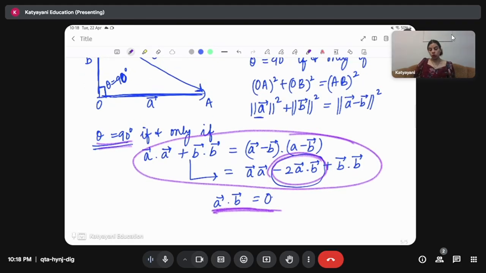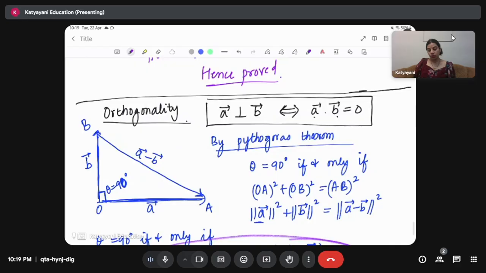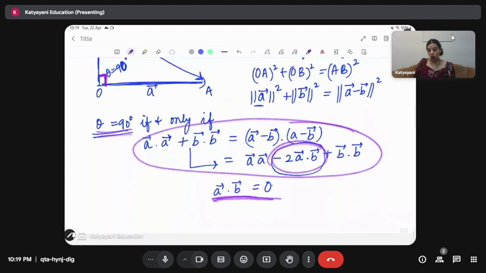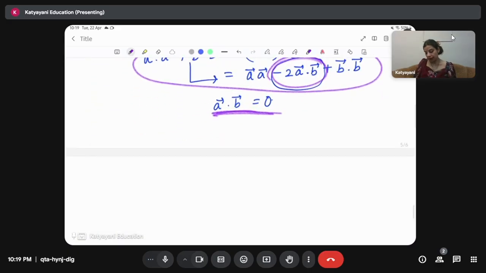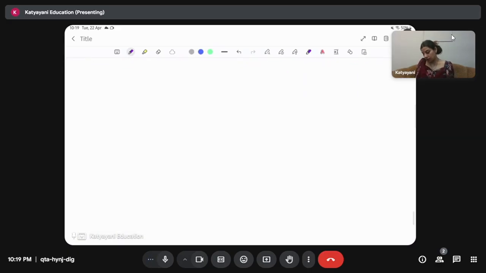राइट, सो ऑर्थोगोनैलिटी क्या कहती है कि दो वेक्टर्स के बीच का एंगल would be 90 degrees if and only if उनका स्केलर प्रोडक्ट is जीरो. So we have proven the orthogonality of the two vectors here. Right, now इसमें से there are some questions that can be asked from this topic.